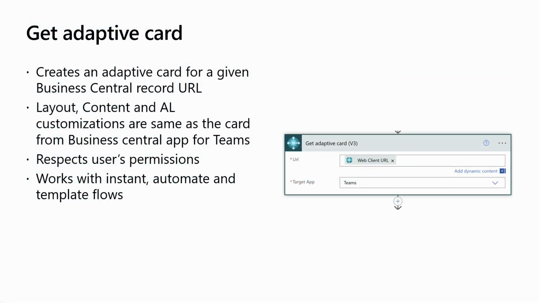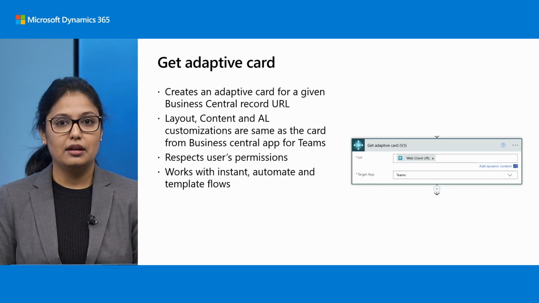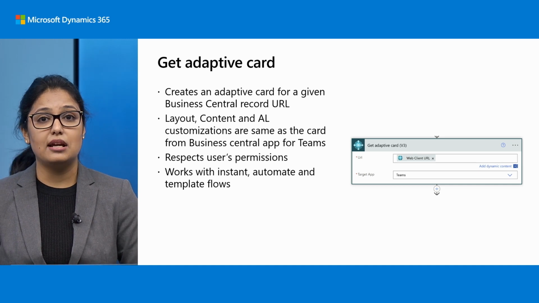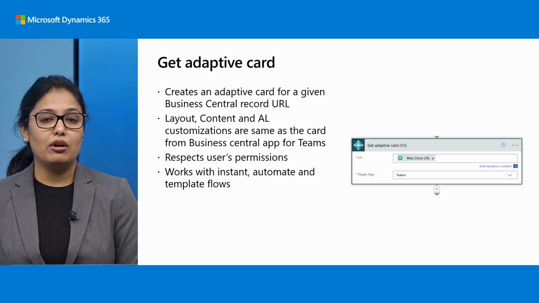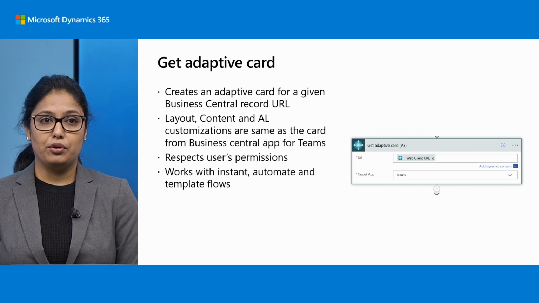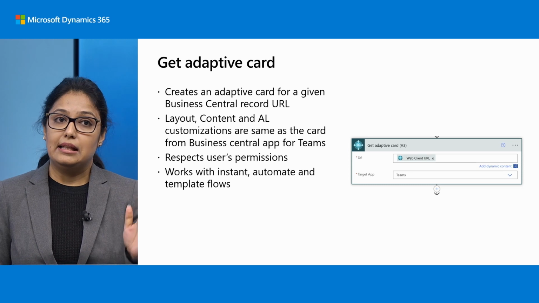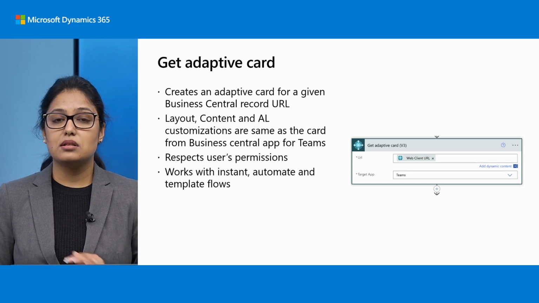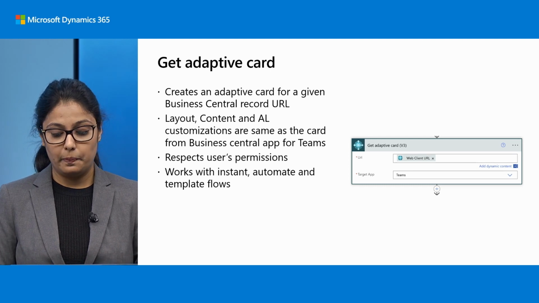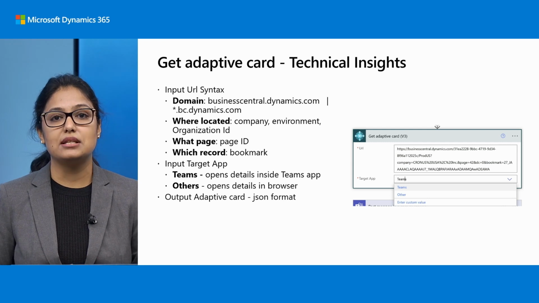This adaptive card action creates an adaptive card for a Business Central URL. Please note that the layout, content, and the AL customizations that you have applied for cards that you have been using in Business Central Teams also apply for cards in Power Automate. These cards also respect users' permissions. The Get Adaptive Card action works smoothly with all kinds of flows, including instant, automated, or template flows. Let's go in detail and see some technical insights on how to use this action.